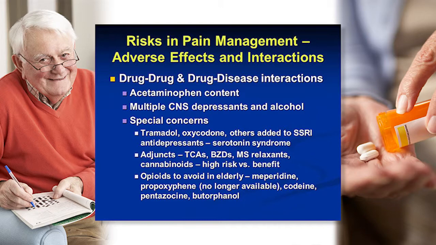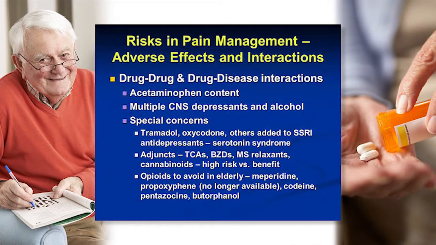Of special concern are some drug-drug interactions that I especially want individuals to watch out for. When we add tramadol, oxycodone, or some of the other opioids to an SSRI, or a selective serotonin reuptake inhibitor antidepressant, it does increase the risk of something called serotonin syndrome, which has been described as everything from a flu-like feeling to causing seizures, coma, and death. So we certainly don't want to induce that kind of a serious adverse reaction simply by adding one of these medications, but it does happen, and we do have to watch out for that.